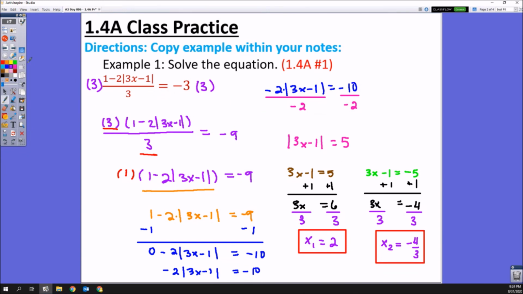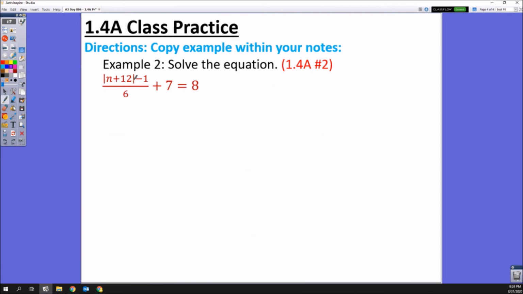So in this example, this is from 1.4a, number 2. So we have a big fraction plus a number, the plus 7 equals 8.